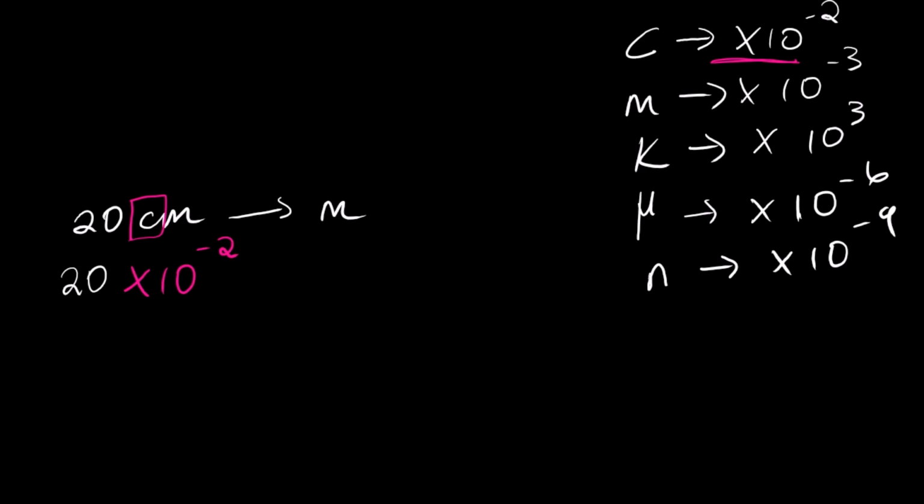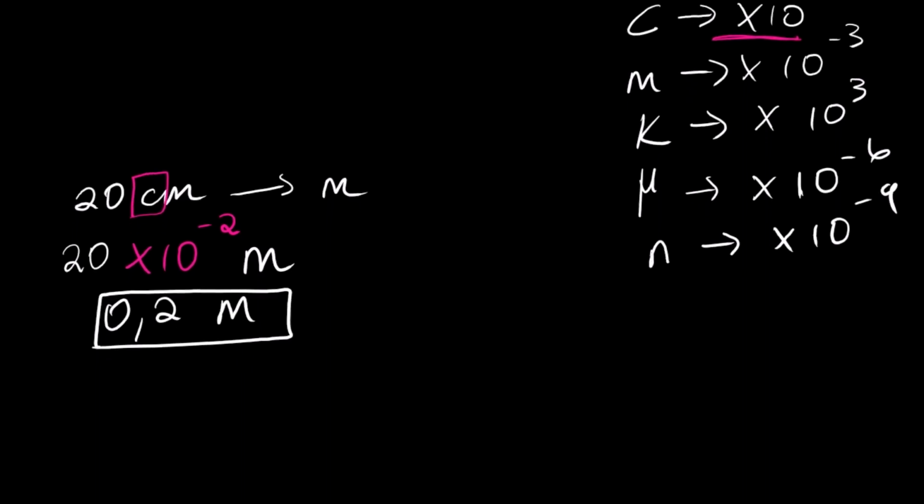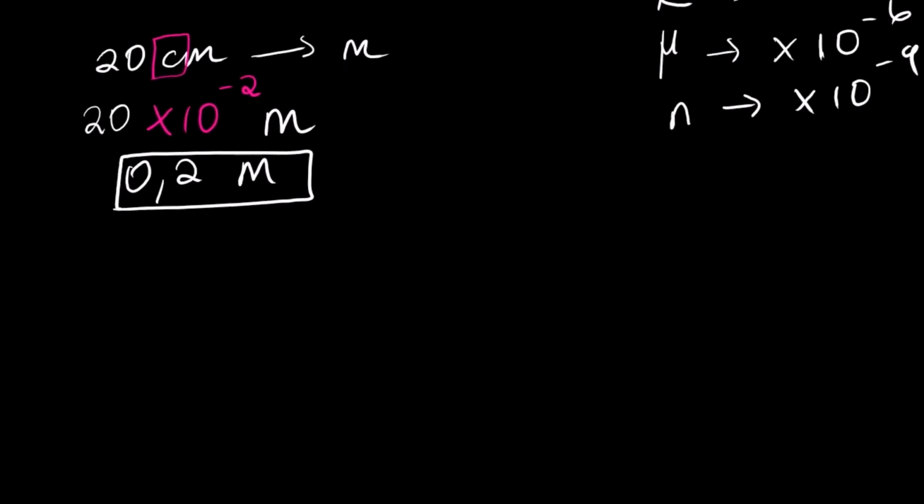Once we substitute that C with times 10 to the power negative 2, we are left with what? Meter. Then you simply punch 20 times 10 to the power negative 2. It will give you a new figure which is 0.2 meters. You are done. Now you can see you converted from centimeter to meters. Let us look at another example.